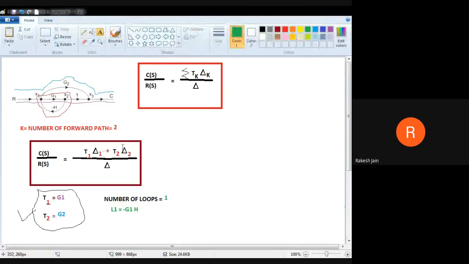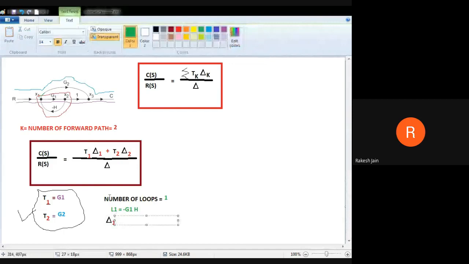Now what is the next step? Find out the value of del 1 and del 2. Now what is the rule to find out the value of del 1 and del 2? Del 1 is which loop does not touch the first forward path. Here only one loop is there, so check whether this loop touches the first forward path or not. The first forward path is G1, the purple color in the diagram, 1 into G1 into 1 into V3, so this loop is over there, so it touches the forward path, so the value is 1, okay.